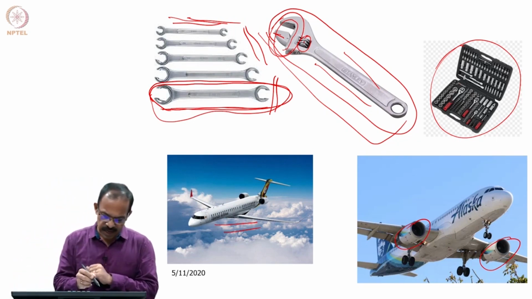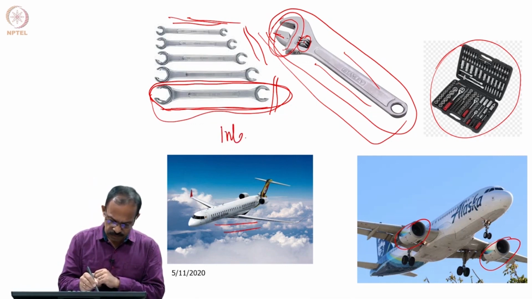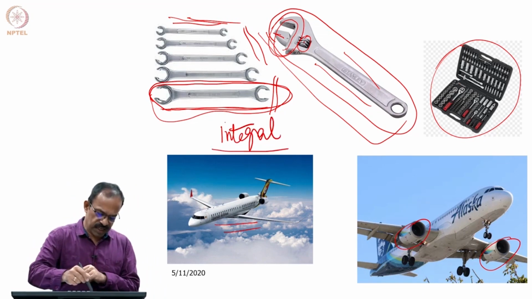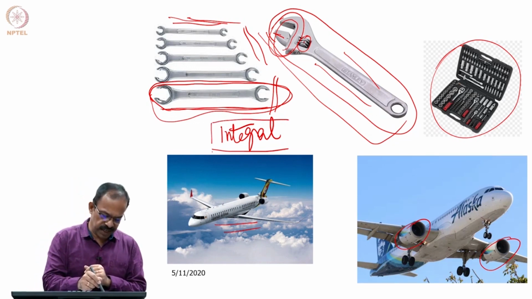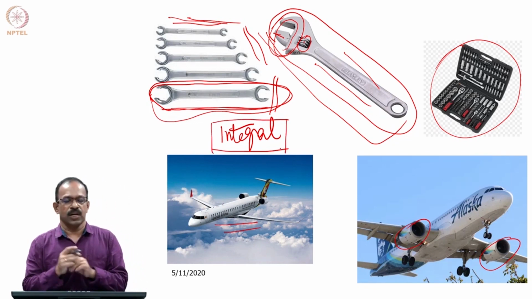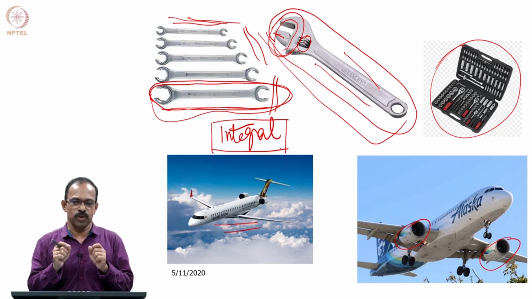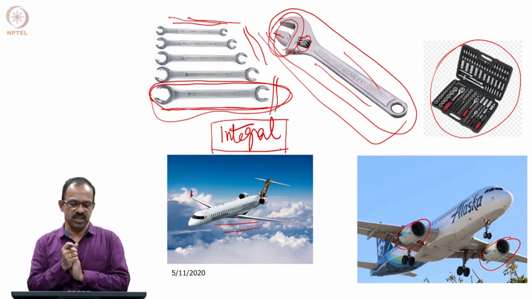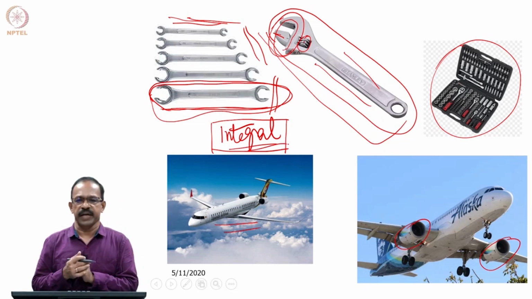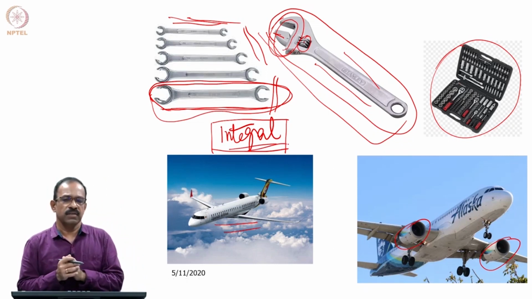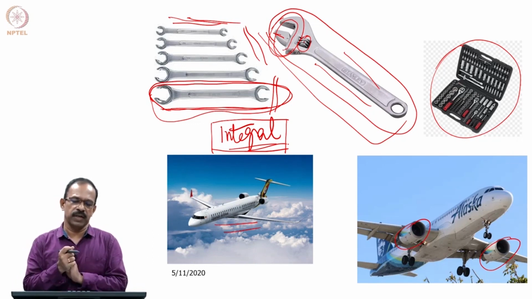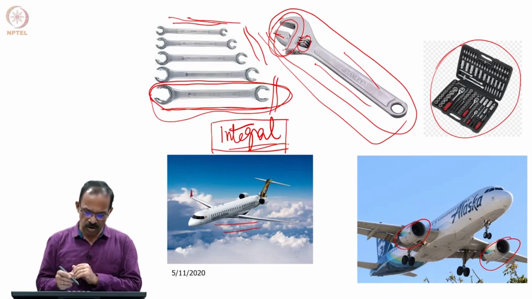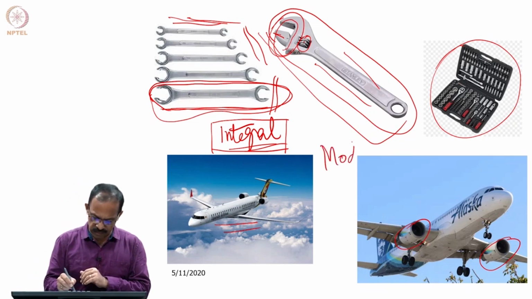So, we call this an integral architecture. When there is only one physical chunk which provides the function needed in the product, then we call it an integral architecture. When there are no multiple elements, and mostly one physical chunk is providing all the functions, then we call it an integral architecture. And if there are multiple physical chunks which combine together to give you the product function, then we call it the modular architecture.